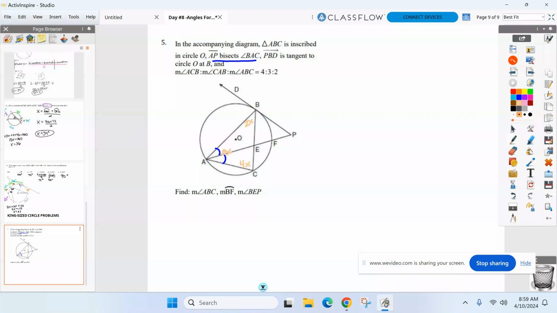I don't want to add them and get them to 360 this time, do I? I want to go what? Add them and get them equal to 180 because it's in a triangle. All right, so let's do that so I can substitute them back in. 3x, 4x, and 2x all equal to 180.